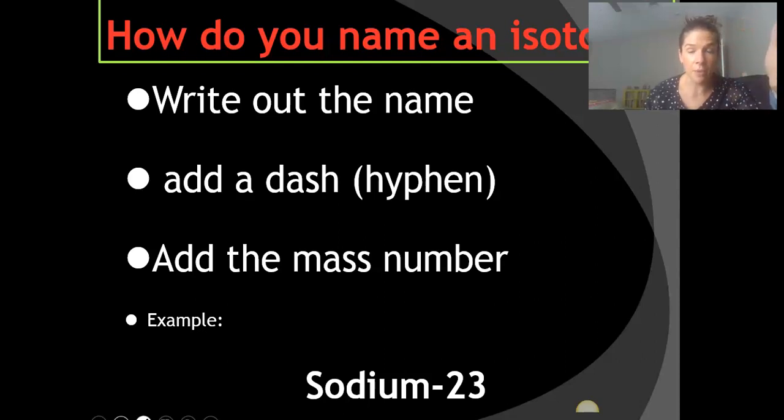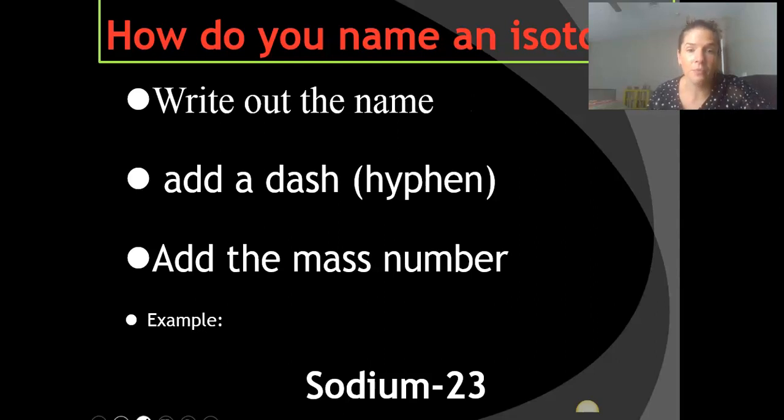It's really that simple. So for example, those sodium isotopes that we were talking about, we would put sodium dash 23. That's the mass number. It's really that easy. For the lithium that we were just talking about, you could have lithium dash 6 or lithium dash 7. But that's how you write the name of the isotope.